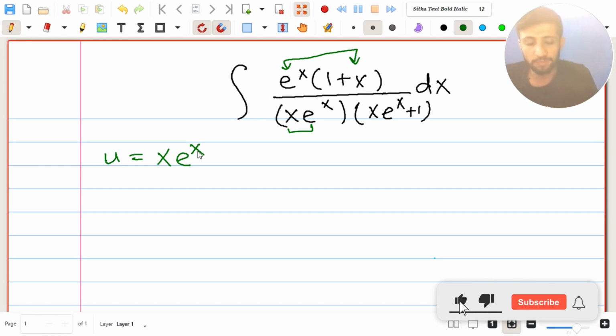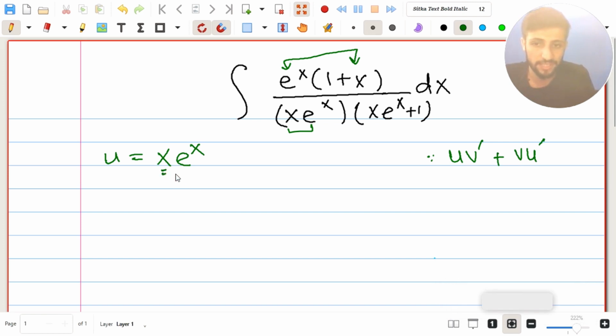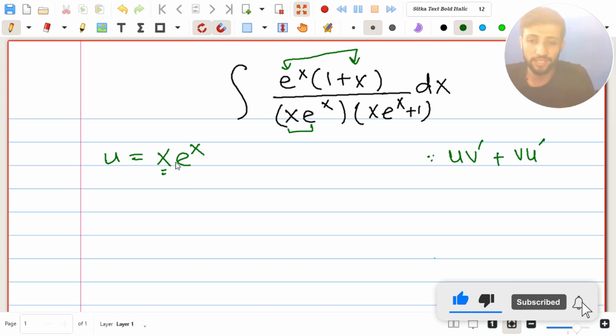As x and e to the power x are simply in multiplication form, we have to apply the product rule of differentiation in this form. That is simply u into v derivative plus v into u derivative. You have to take the derivative of x first, keep e to the power x as it is, and then take the derivative of e to the power x and keep x as it is. So this is really simple.